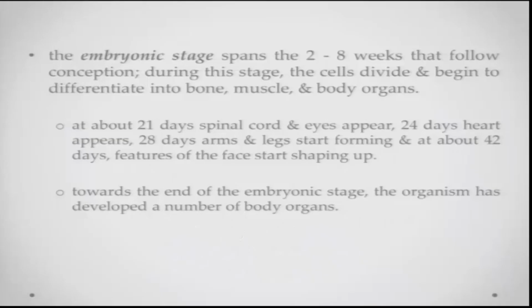From 2 to 8 weeks is the embryonic stage that follows conception. During this stage, the cells divide and begin to differentiate into different kinds of body parts like bones, muscles, and different body organs. At around 21 days, the spinal cord and eyes start to appear, at 24 days the heart starts to appear, at 28 days arms and legs start forming, and at about 42 days features of the face start shaping up. Towards the end of this embryonic stage, the organism has developed a number of different body organs.